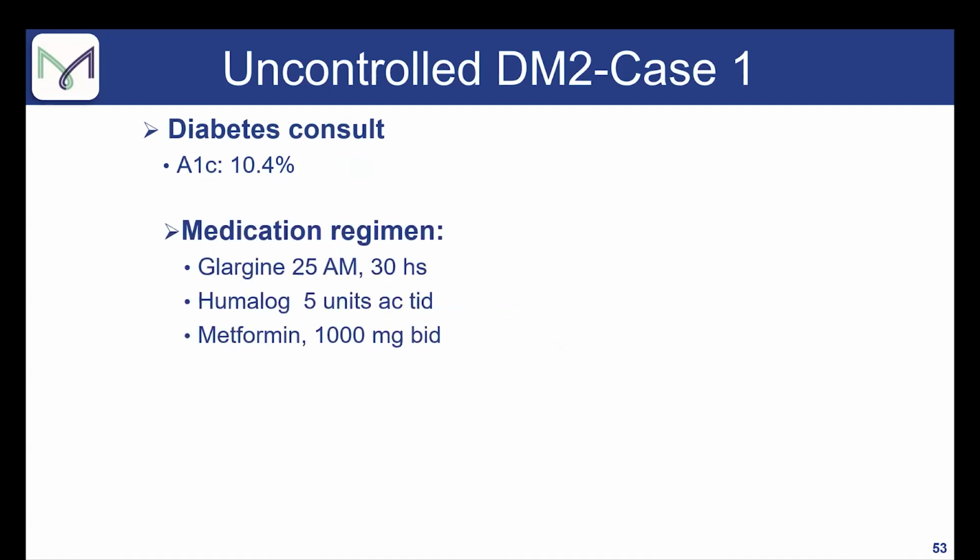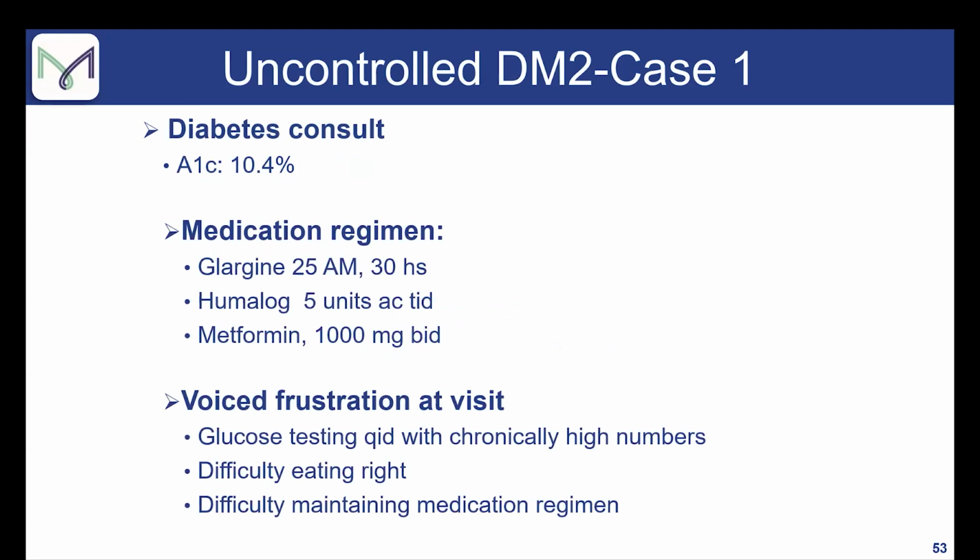This was her medication routine: basal insulin, 25 units in the morning, 30 units at bedtime, Humalog, 5 units before each meal, and metformin, 1,000 milligrams BID. So if you take a quick look at this, she is taking 5 injections a day, taking pills twice a day, and testing her glucose 4 times a day. That's 11 separate steps to deal with her diabetes every day. And this was a working adult with a full-time job and family demands.